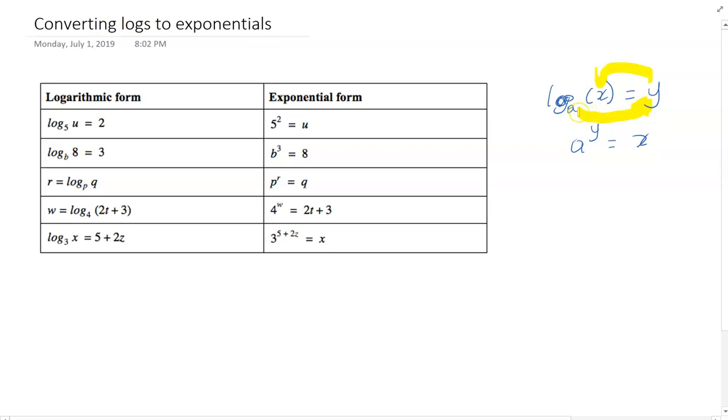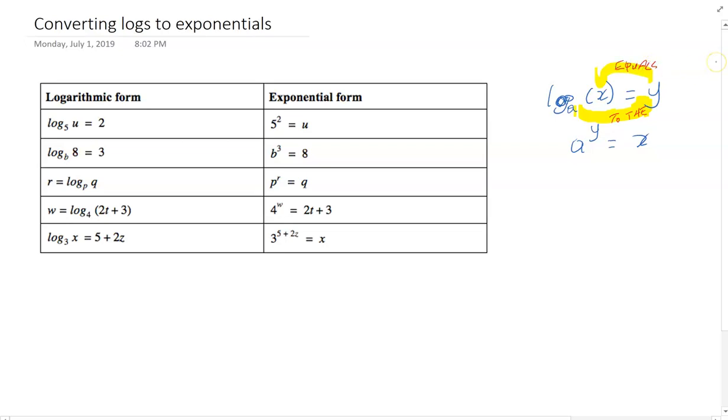Think of it going in a circular fashion, or more like a fishhook fashion. Then a to the y equals x.